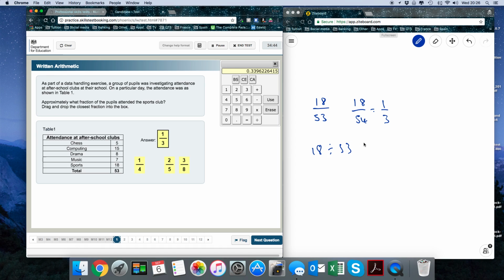Okay, so you get a decimal, 0.3396, and you write that down, and then all you'd need to do then is just look at each of the fractions and use your calculator again, divide them to see which one is closest. Now 1 divided by 3 is 0.33333333. It's very close to that. The others are not very close. Okay, so that's it. That's the question done.